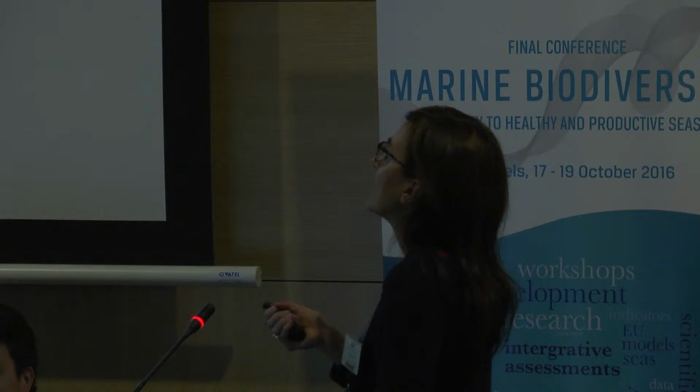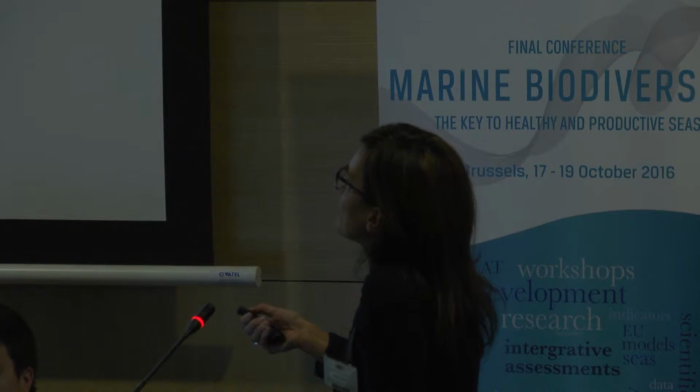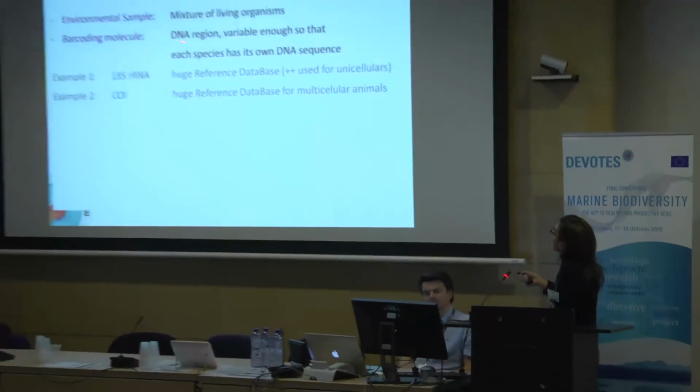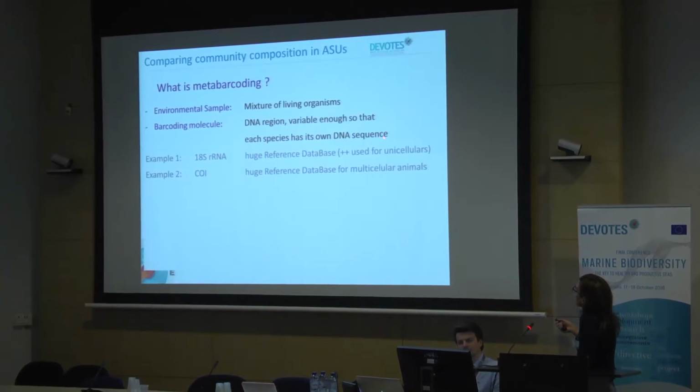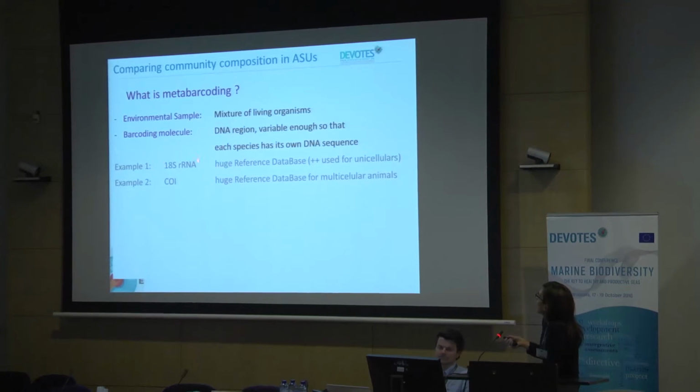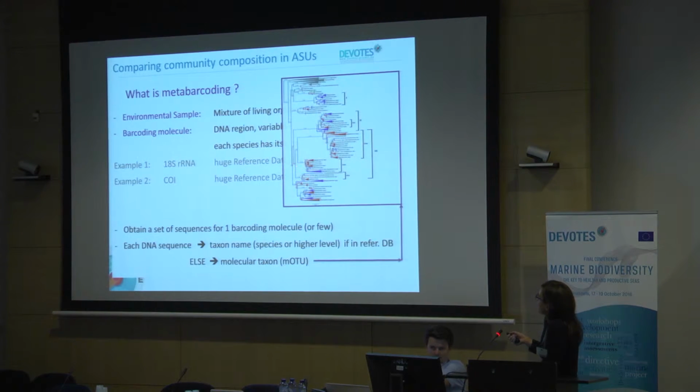So what is metabarcoding? You do that on an environmental sample, which is a mixture of living organisms. You use a barcoding molecule, which is a DNA region variable enough so that each species has its own DNA sequence. Two molecules are well known and they have huge reference databases. Once you obtain your DNA sequences for a barcoding molecule, you can assign a taxon name if it is in the reference database. If it is not, it's not that important, in my opinion. You can just use a molecular taxon, and you can infer phylogenetic diversity, for instance, which is more interesting than taxonomic diversity in general.